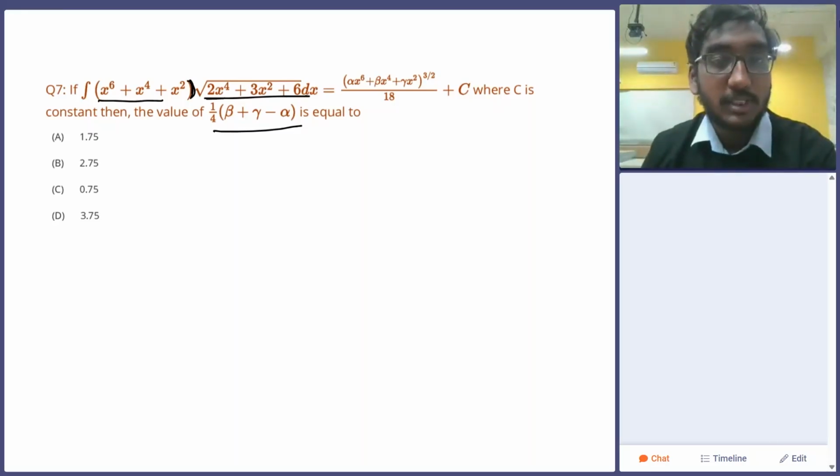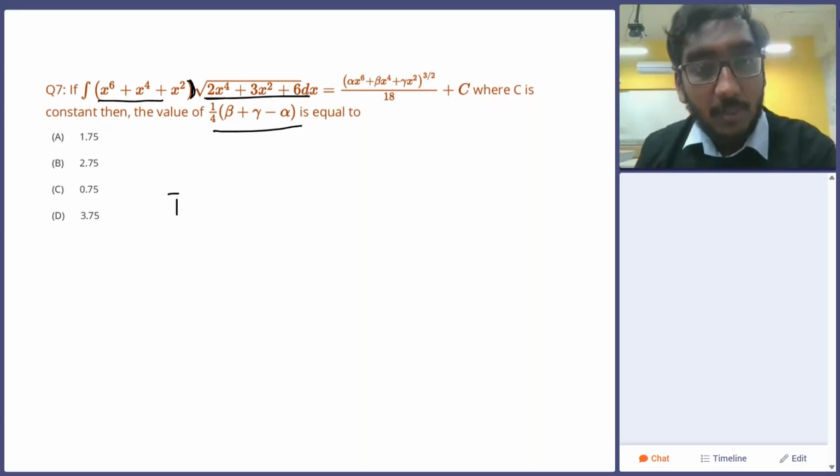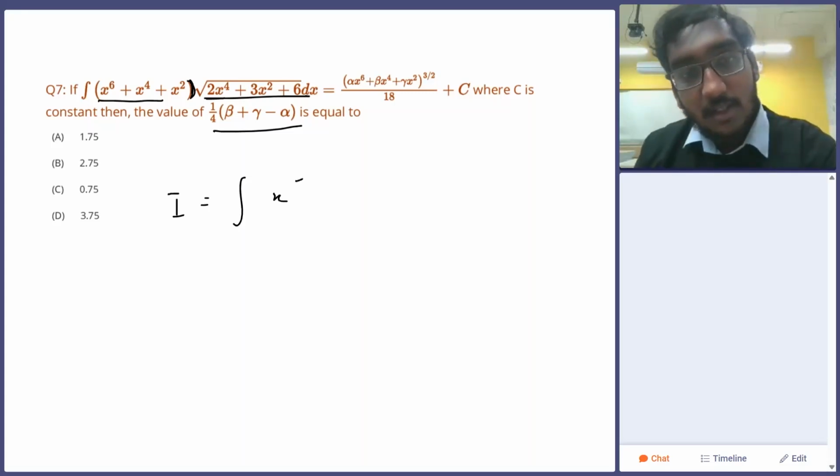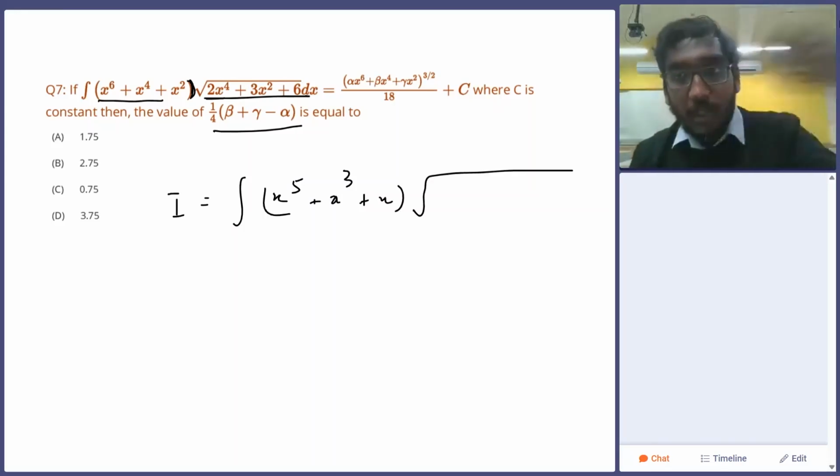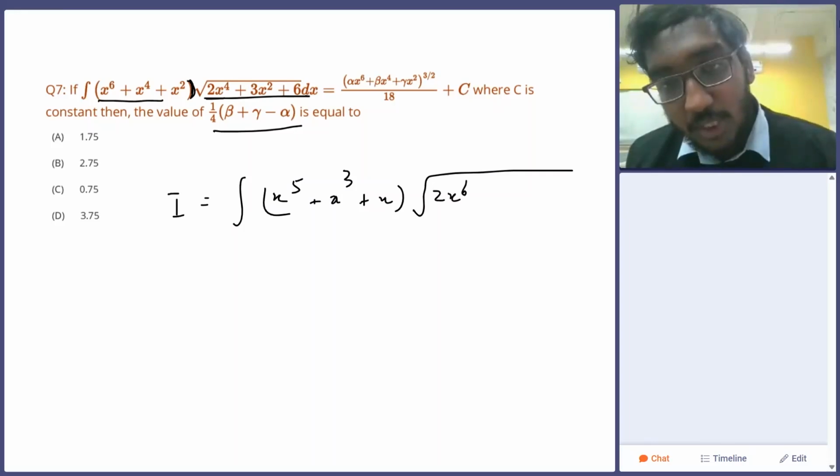I will just pull out x from this and multiply it inside the radical. So how will it be transformed? It will be integral x power 5 plus x cube plus x times root of, if you multiply x inside the radical, it will be multiplied as x square. No, it will be 2x power 6 plus 3x power 4 plus 6x square.